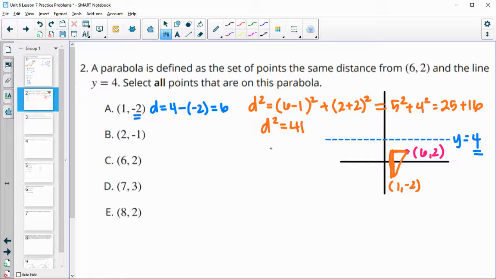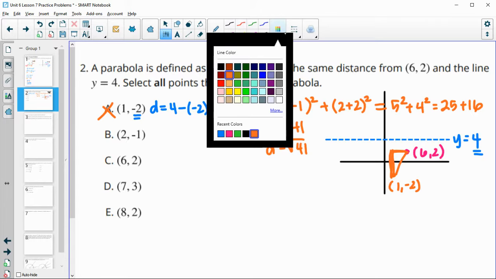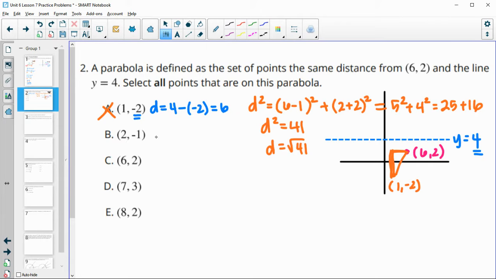If we square root this, this will be the square root of 41, which is not equal to 6. So the point is a different distance from the directrix as it is from the focus. So this one is not on the parabola. So now we'll repeat and do the same thing with each of these points. So remember, figure out how far the point is from the y equals 4 line. That's just looking at the difference between the y values. So the distance from the directrix is just 4 minus a negative 1, which is 5.